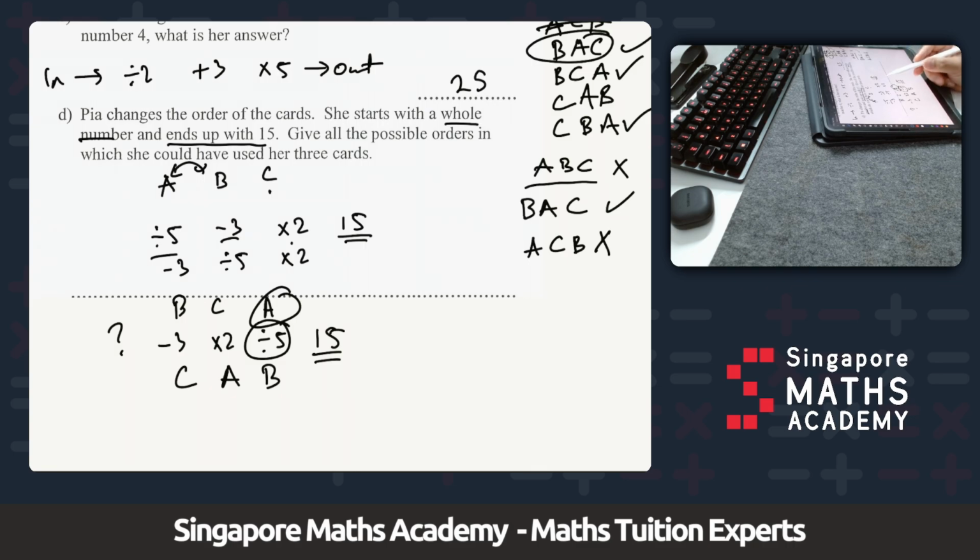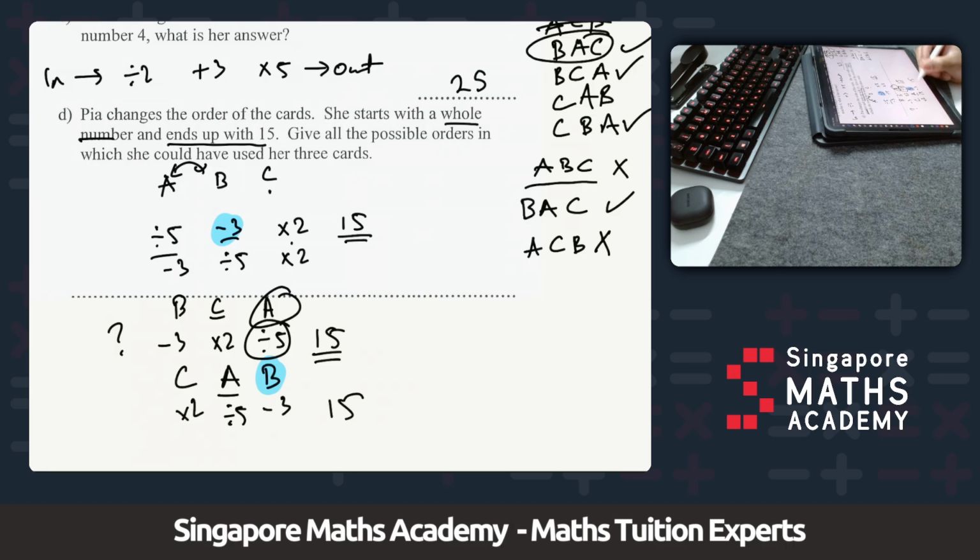CAB would be, what's C again? It's times 2. Let me do that again. Let's go back again. So C, this is B. B is subtract 3. Then we've got A, which is divided by 5. And then we've got multiplied by 2, which is C.